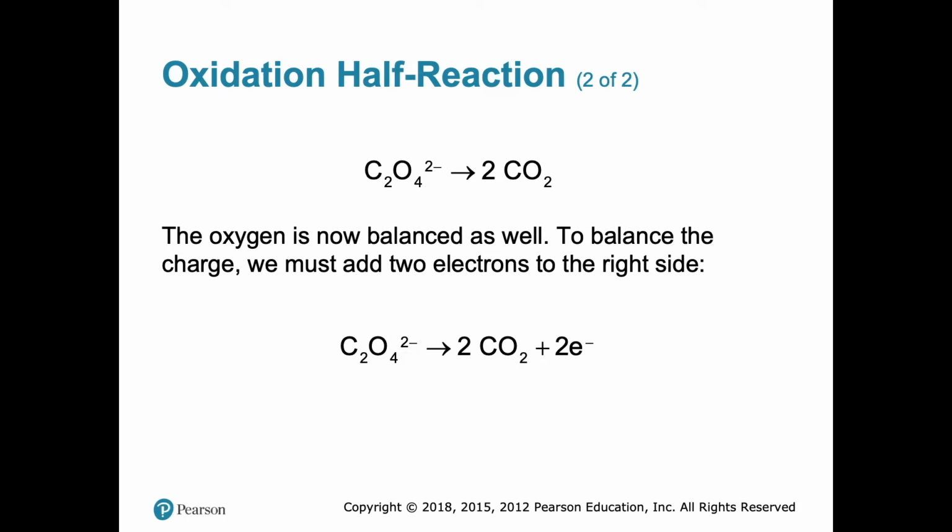So the way you balance this charge-wise is by adding 2 extra electrons. So now the -2 right there is balanced by these 2 electrons over here. And you might have to add electrons on either side. It just depends if you're doing an oxidation reaction or a reduction half reaction.